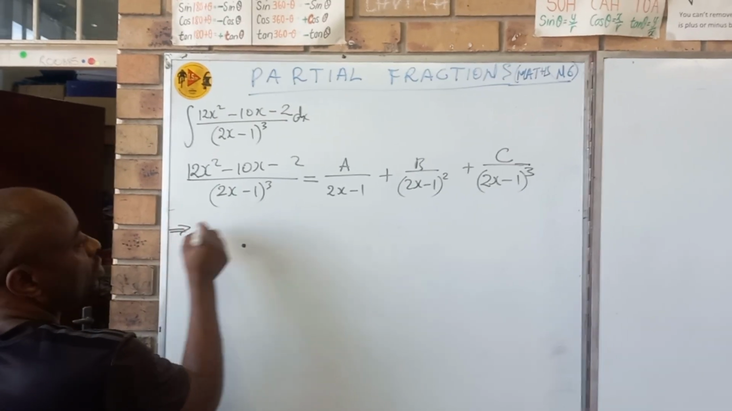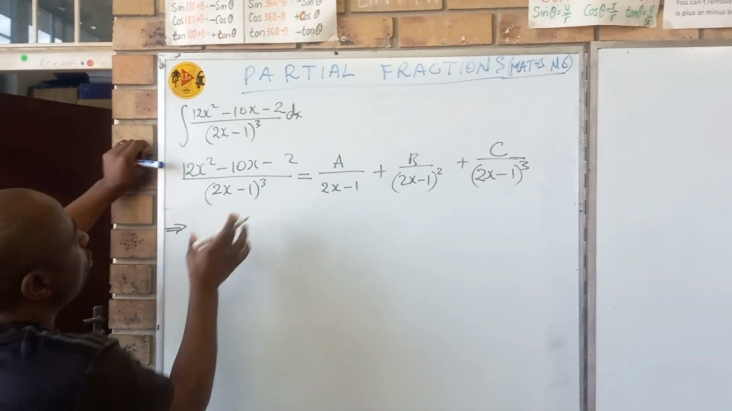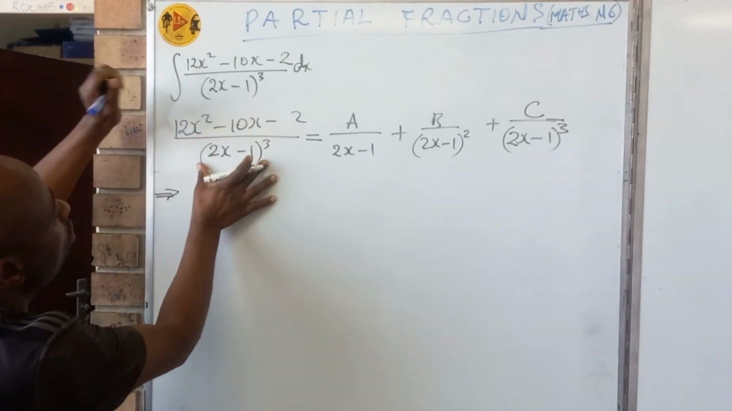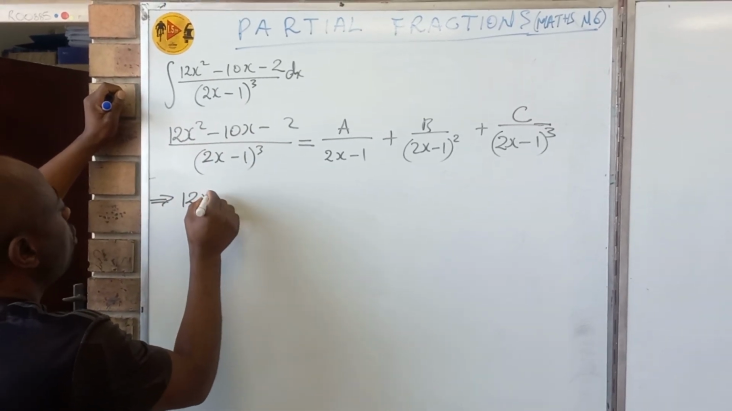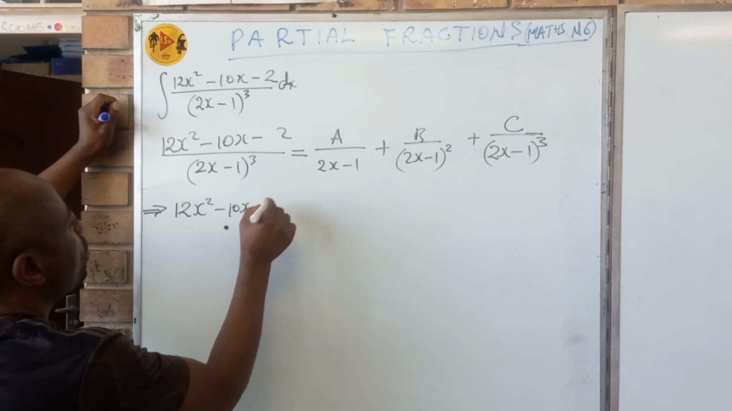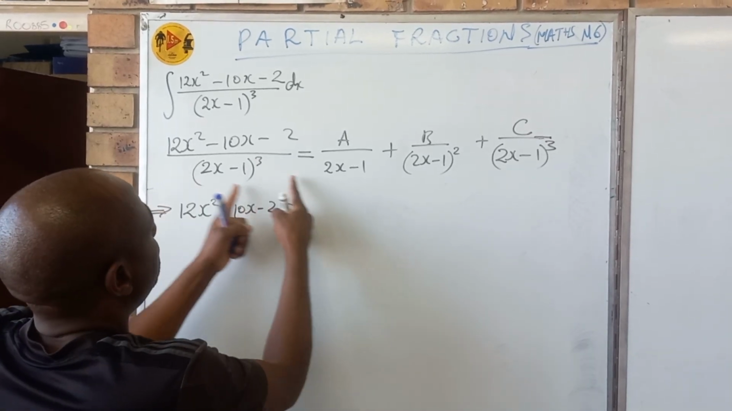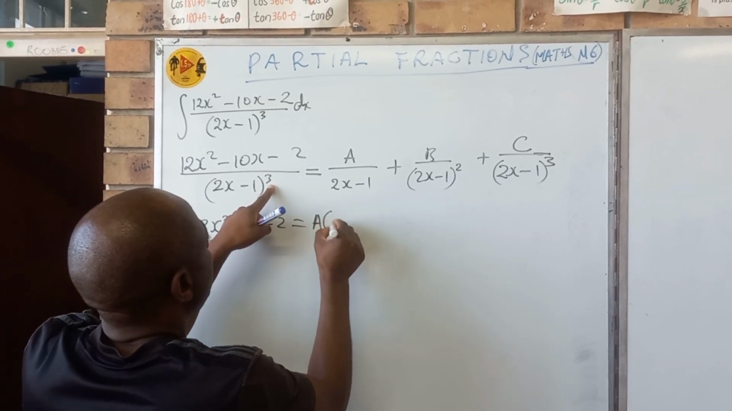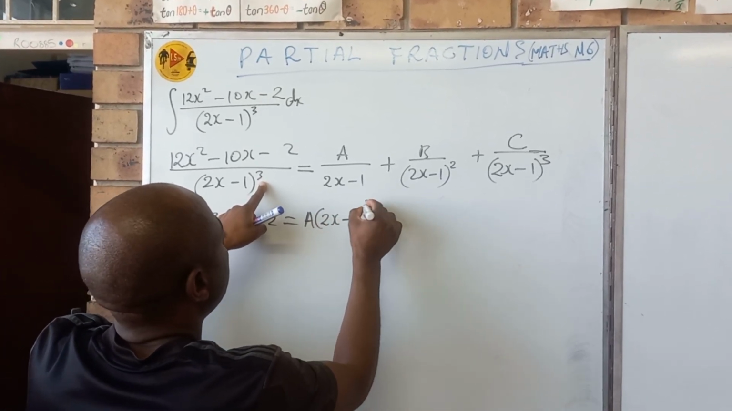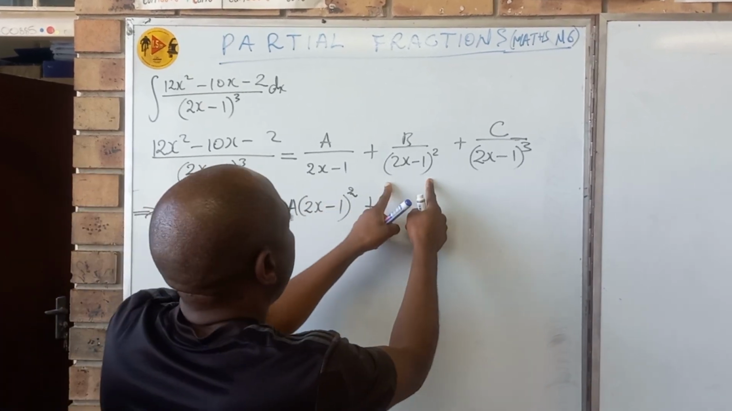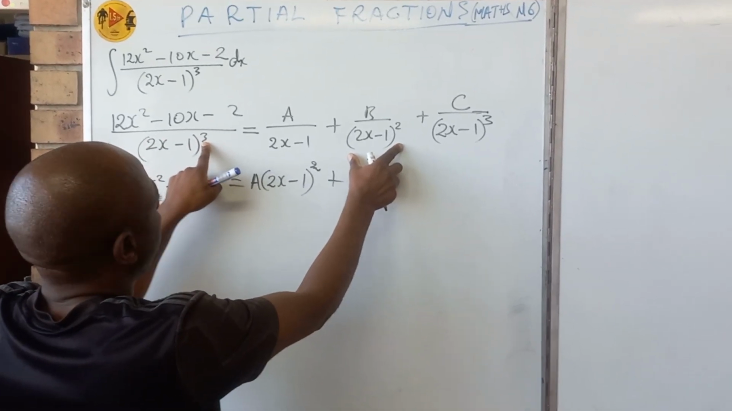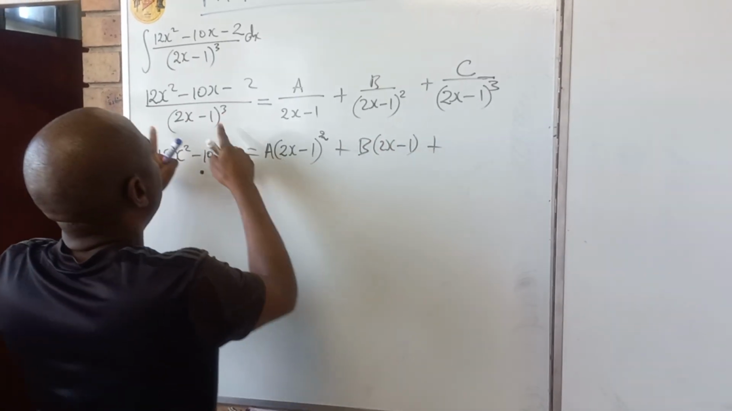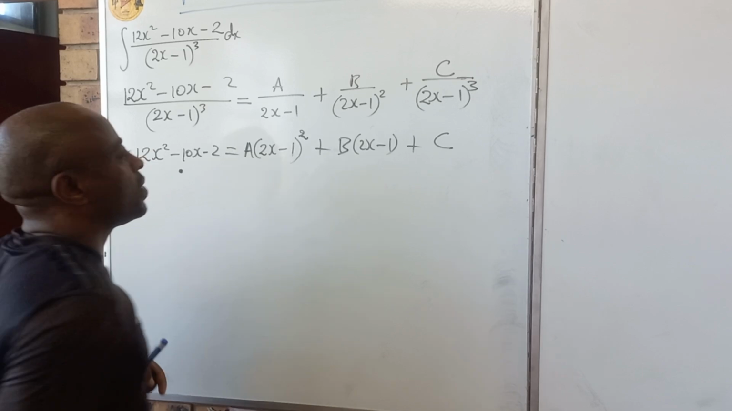Then you can start the procedure of looking for A, B, and C. Our LCD will be 2x minus 1 cubed. If you divide it by itself, you get 1. You multiply to the numerator, you get 12x squared minus 10x minus 2 equal to... If you take this and divide there, 2x minus 1 will reduce that to 2. So this will be A into 2x minus 1 squared. Then plus, if you take this and divide there, 2x minus 1 squared will reduce that to 1, so we get B into 2x minus 1. Then this is exactly like that, so we're left with C there.